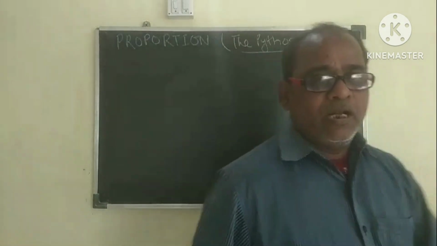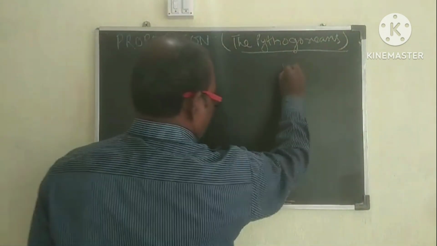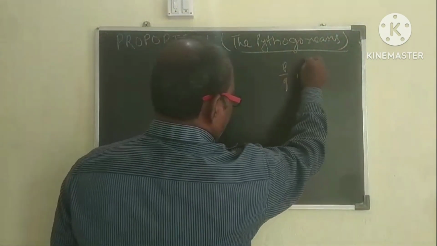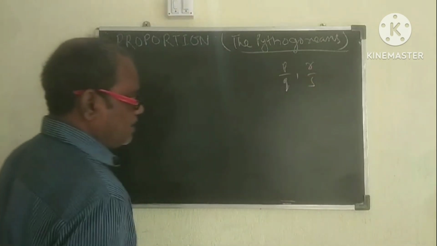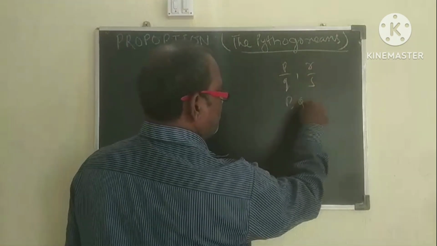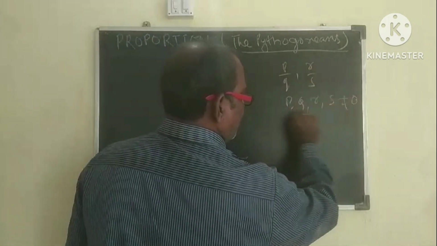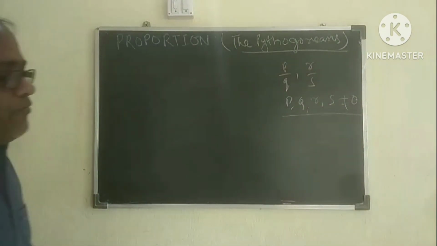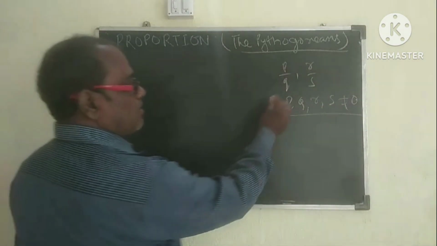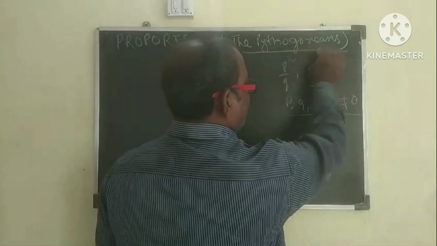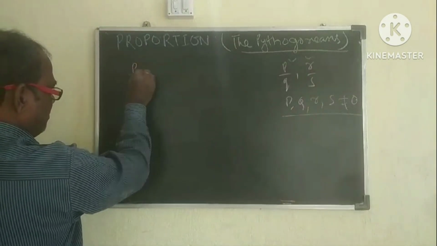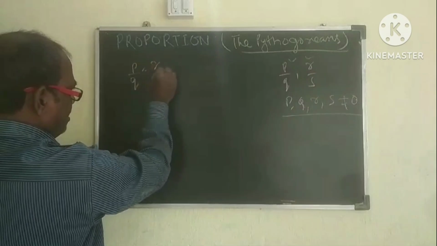two ratios. Let the two ratios be P by Q and R by S, where P, Q, R, S are not equal to 0. Then what we can say from this is that if at all the two ratios are equal, then we can write P by Q is equal to R by S.